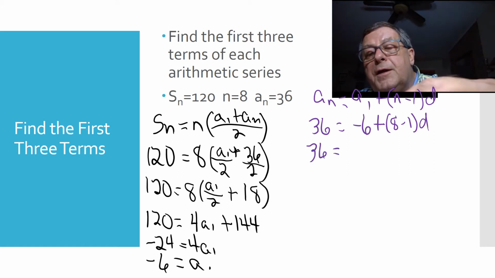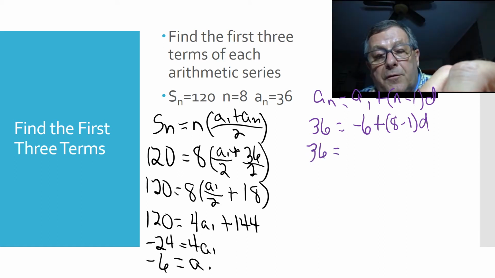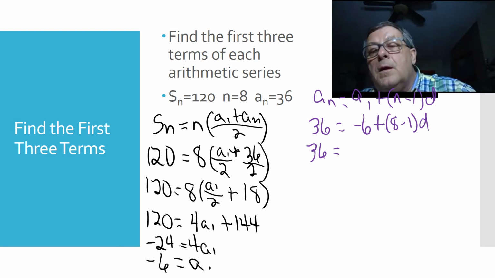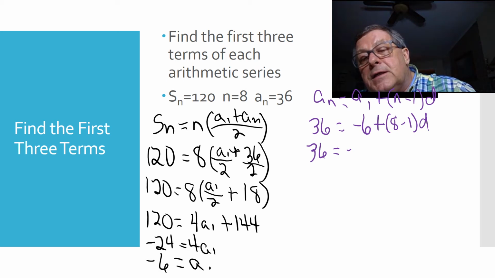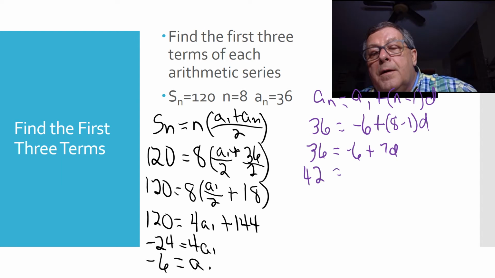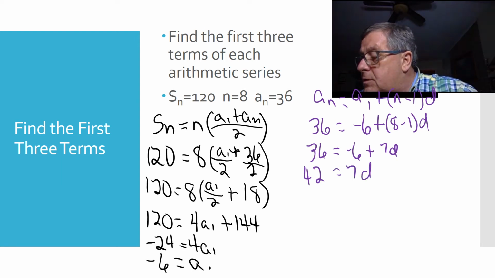We're trying to solve for d so we can get the first three terms. We know the first term, which is negative 6. We figured that through our sum formula. So we've got negative 6 plus, 8 minus 1 is 7, 7d. All right, we're going to add 6 to both sides. So that's 42 equals 7d. Divide both sides by 7, and we find that our common difference is in fact 6.